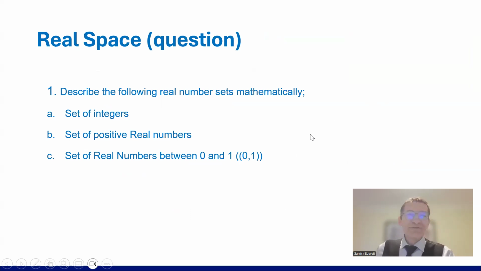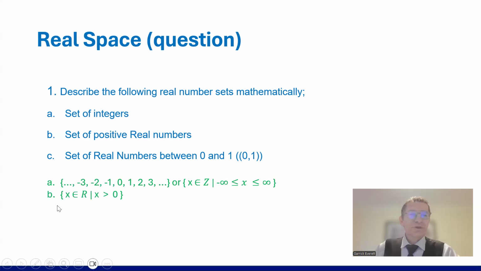Okay, describe the following real number sets mathematically. So these are pretty easy. Set of integers, set of positive real numbers, set of real numbers between 0 and 1, and notice here I'm using round brackets, so it does not include the 0 and 1. For the set of integers, you can either write dot, dot, dot, -3, -2, dot, dot, dot, 1, 2, 3, dot, dot, dot, so the dots are extending to infinity, or you can write it a bit more professionally: x is an element of Z, so they're the integers, where x is between -infinity and infinity. That looks a bit better. That will still get you full marks.